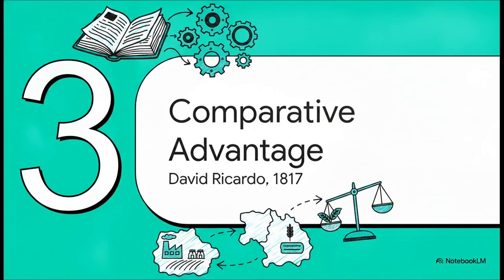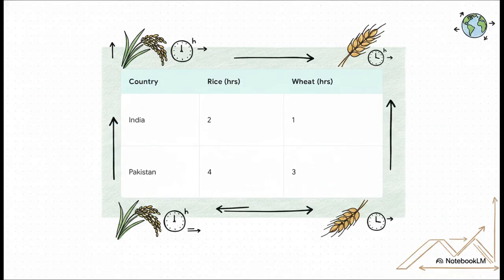Part 3. Ricardo's Comparative Advantage. To solve this massive blind spot, David Ricardo introduced the law of comparative advantage in 1817. He mathematically proved that mutually beneficial trade works even if one nation is worse at producing everything. Let's change the numbers to prove his point.